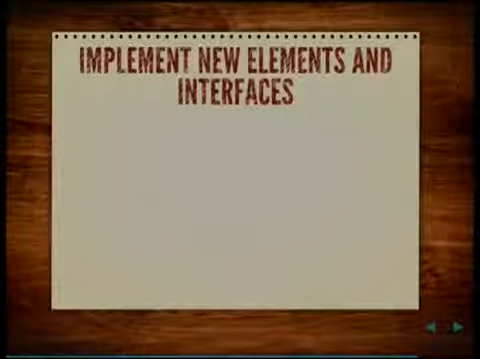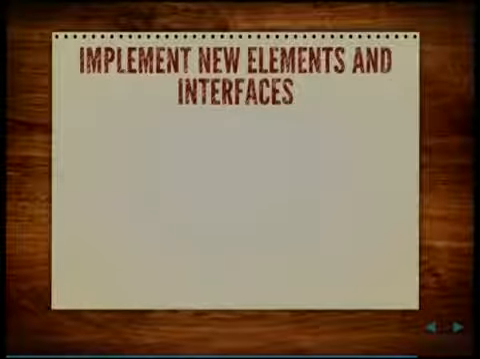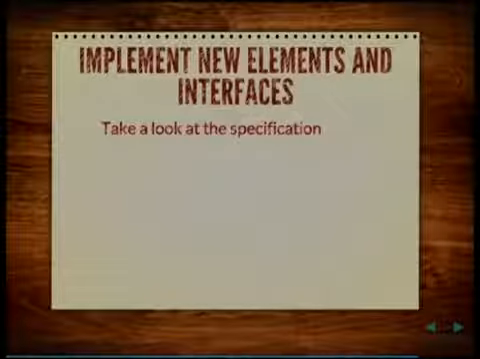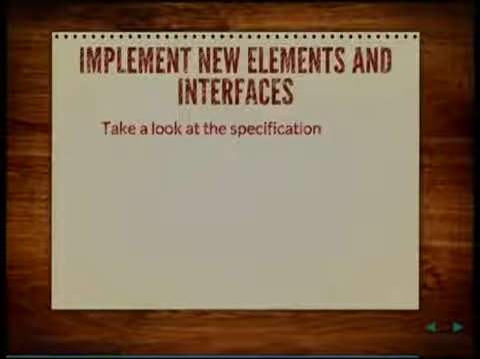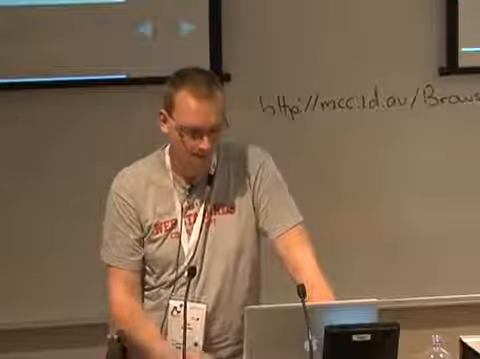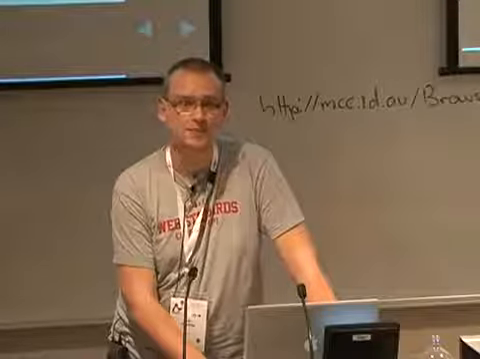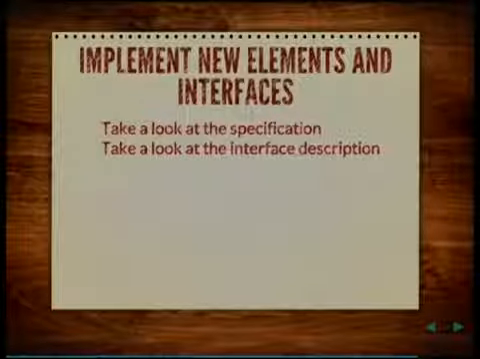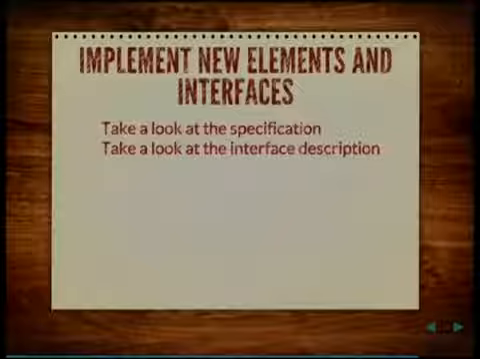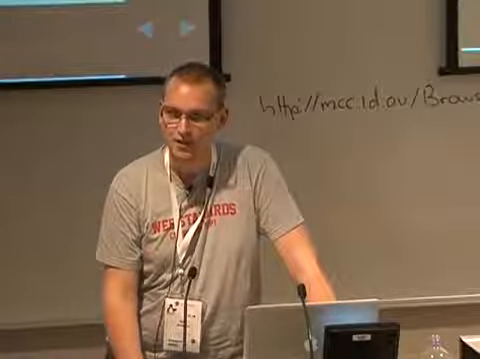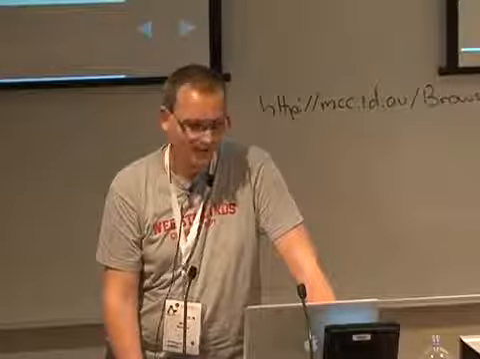So if you want to create a new interface, a new element in WebKit, then the first thing that you should do is take a look at the specification, read what is expected from you, what is expected from the implementation. Then if you implement an interface or an element, there is most likely an interface description. This interface description is written nowadays in WebIDL, and we have a talk about WebIDL later this day.